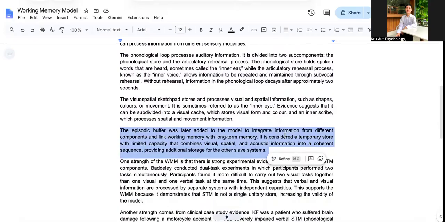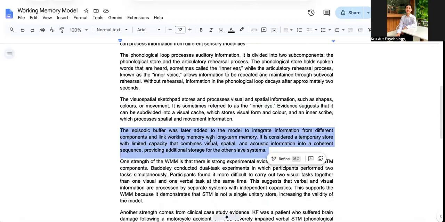It is also considered a temporary store because it was added later to the model, right? So I want to make sure that this is also one of the key components of working memory too. Then, with limited capacity, that combines visual, spatial, and acoustic information. So this is the idea of the episodic buffer being linked to all of the other components of working memory. That's why it can process all visual, spatial, acoustic information into a coherent sequence, providing additional storage for the other slave systems.